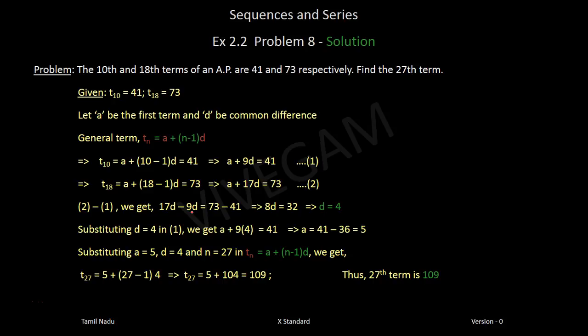So 17D minus 9D will be 8D. 73 minus 41 is 32. So 8D equal to 32. So D will be 32 by 8. That will be equal to 4.